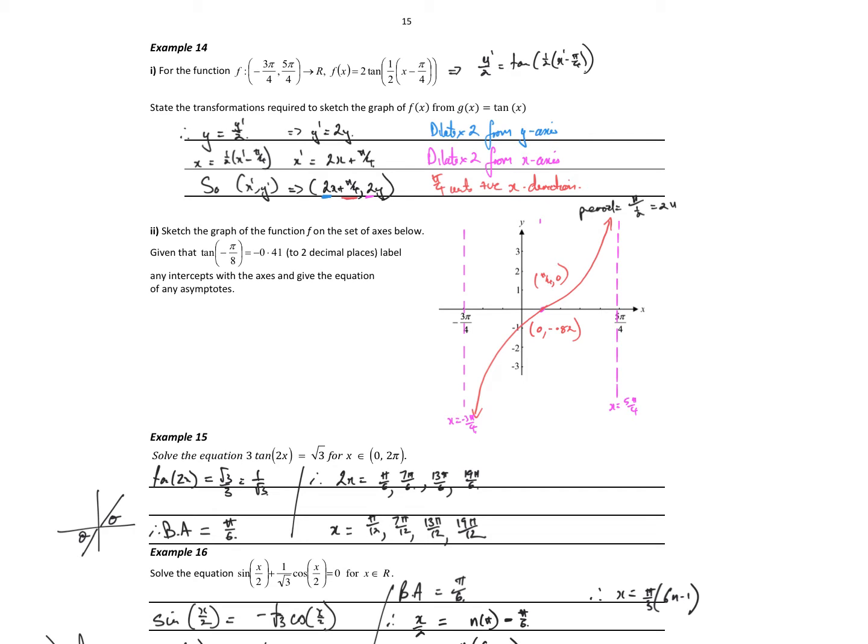All right, so a little bit more stuff on the tan function. State the transformation required to sketch the graph of f of x from g of x. Okay, so again, I rewrite the equation so it's the same form as the original. The original is just y equals tan of an angle. That's what I'm looking to get.